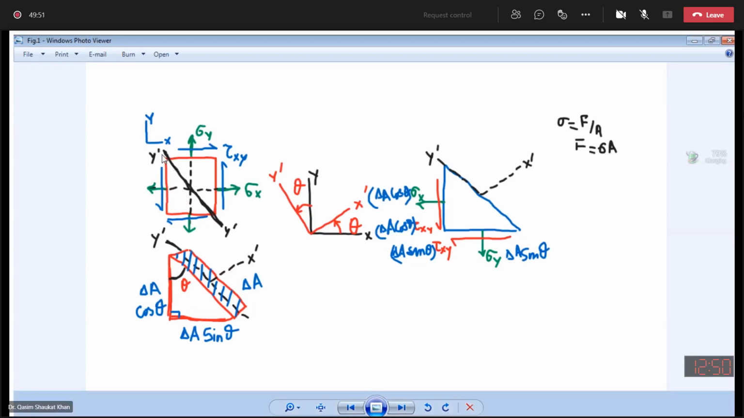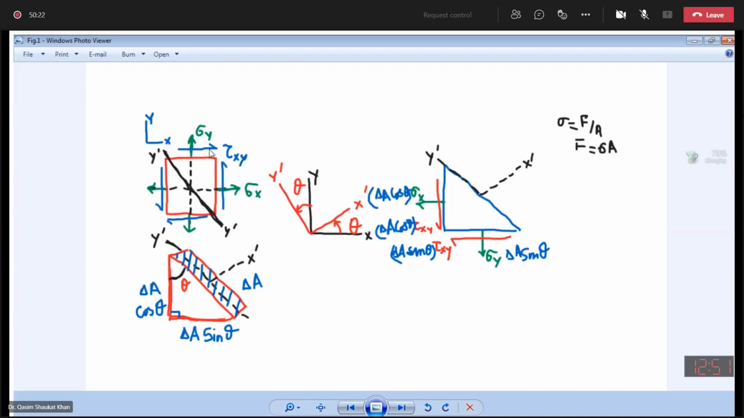So first we are going to draw this figure. This red color is our element, and this is normal stress sigma x. This is normal stress sigma y. This is your tau xy. All these normal and shear stresses are positive. This is normal stress sigma x in the positive x direction. This is sigma y, the normal stress in the positive y direction.